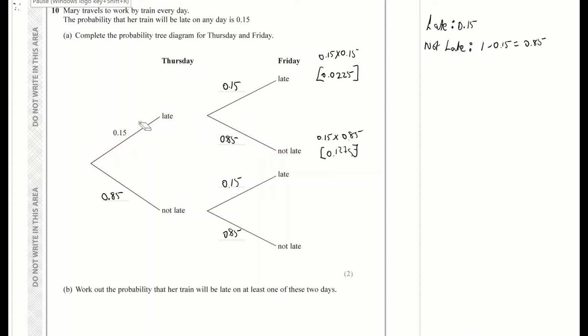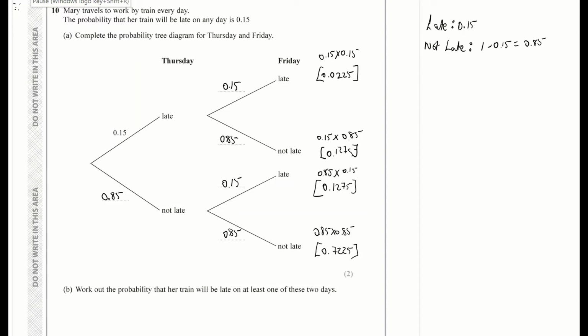I then come along and I do my next system, which is going to be not late followed by late, which is 0.85 multiplied by 0.15, which again is giving me the same answer as above, which is 0.1275. And my final is going to be not late followed by not late, which is 0.85 by 0.85, which is giving me a probability of happening of 0.7225. Now, when I add those together, I should get 1 because all probabilities must add up to 1. So that's part A. And the reason I've done that is that it'll help me now for part B.